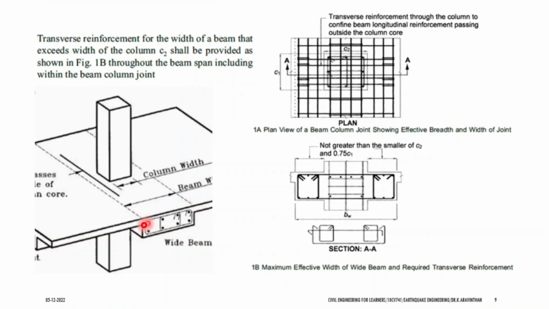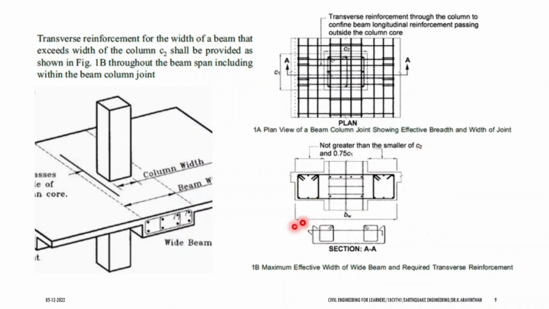This is the kind of case where the beam is wider than the column, which we discussed right now. If you improve ductility, your building will not collapse during an earthquake. Why are you increasing ductility? Your building should not fall immediately. This is called detailing. How you place the reinforcement is detailing.